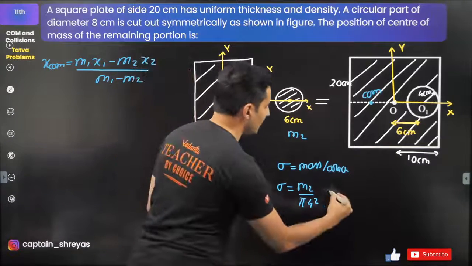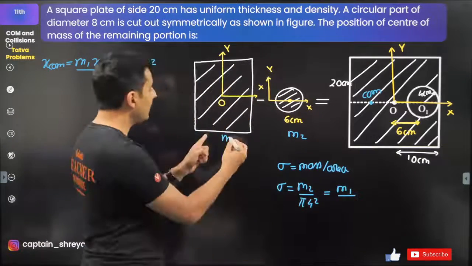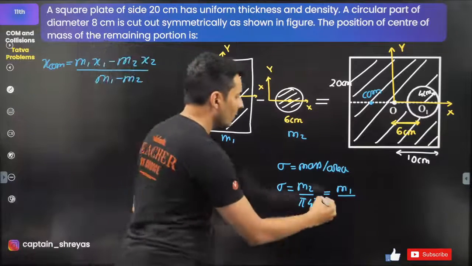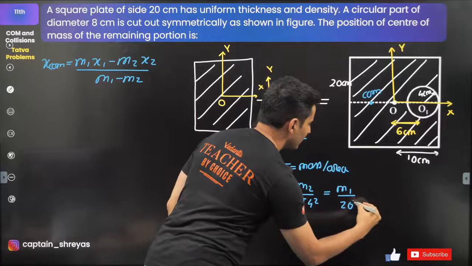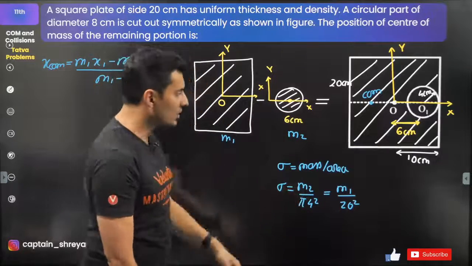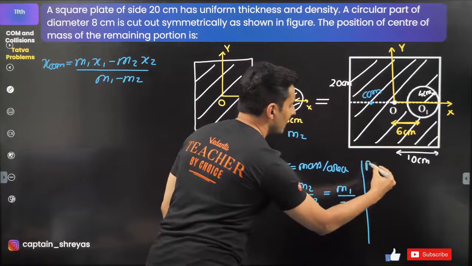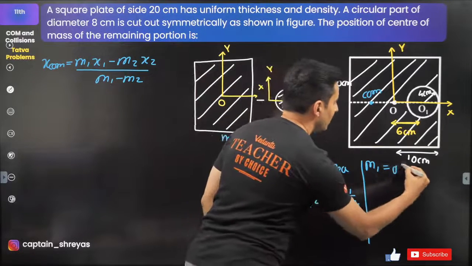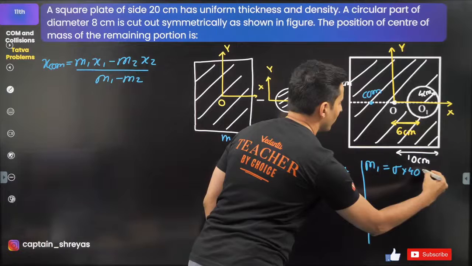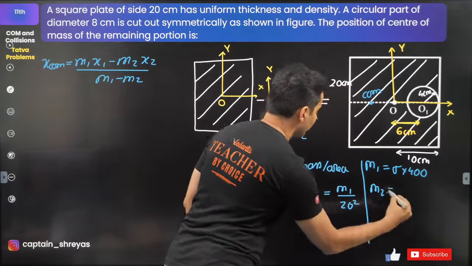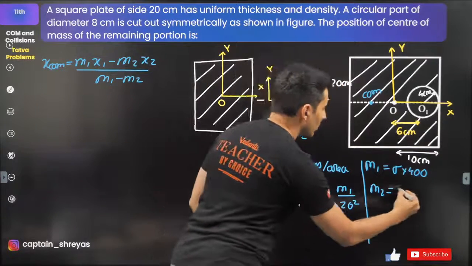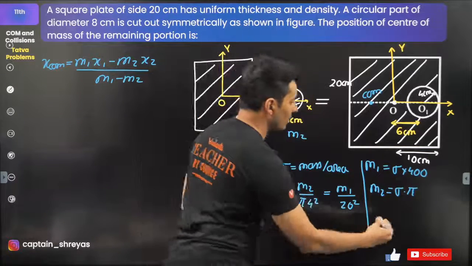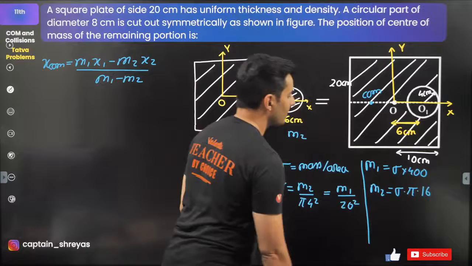Similarly, for this one the mass is m1, and the area is, well, what's the side length? The side length is 20, right? So m1 by 20 square. This is a very crucial step because only through this do I get the m1 and m2 values. m1 will be sigma into 20 square, which is nothing but 400, and m2 will be sigma into pi into 4 square, which is nothing but 16.